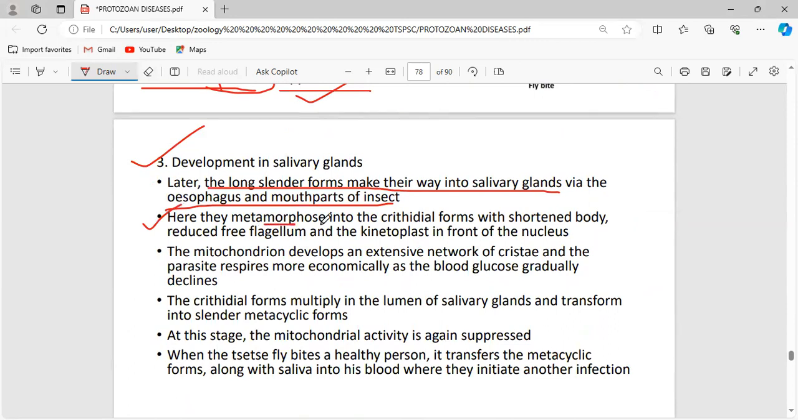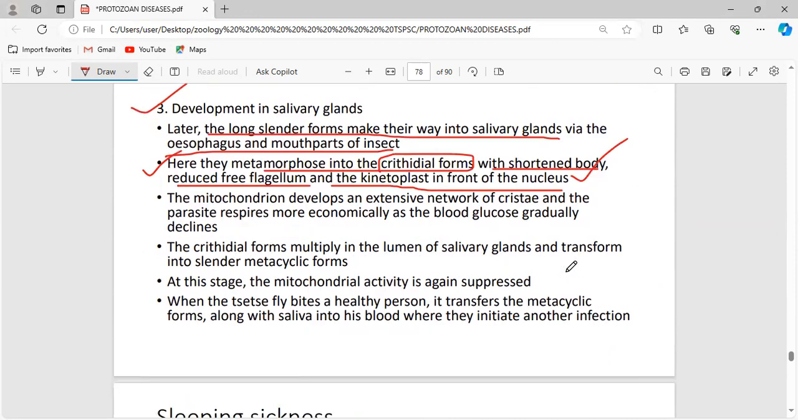Now here they metamorphose into the crithidial forms with the shortened body, reduced flagellum and the kinetoplast in front of the nucleus. You have to remember the structure. Once you remember the structure, you can easily know which structure will possess which type of characteristics. Now the mitochondria develops an extensive network of cristae. Once it obtains these cristae, it becomes active. Now the parasite respires more economically.